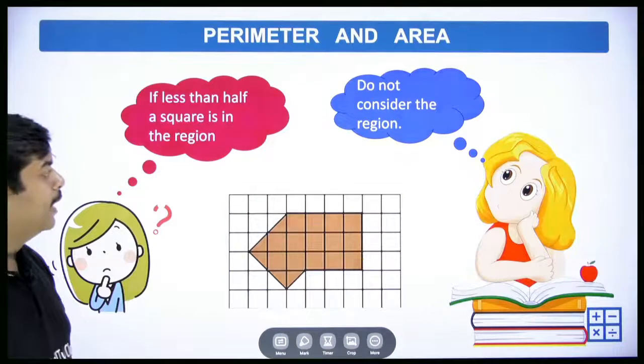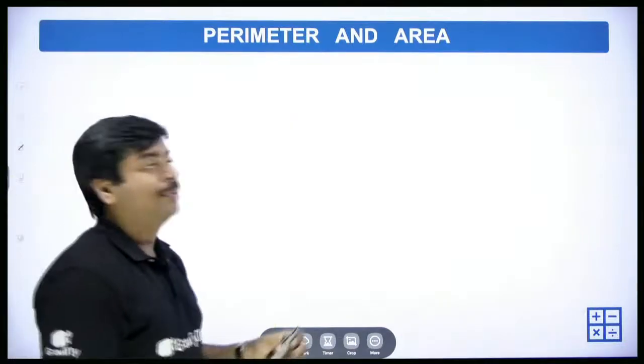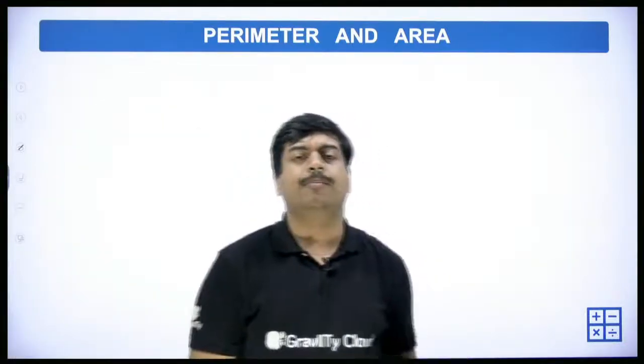So from here we can continue in the next class, perimeter and area. We discussed perimeter and this is all about area. In the next class we are going to discuss more applications based on area, right?